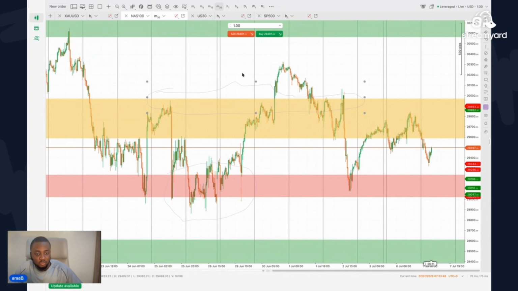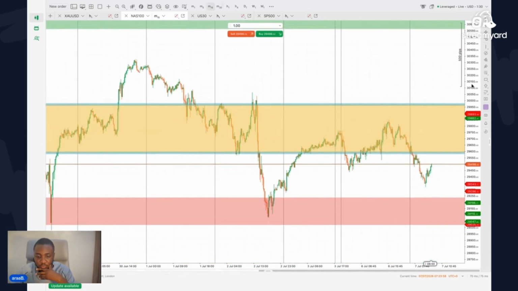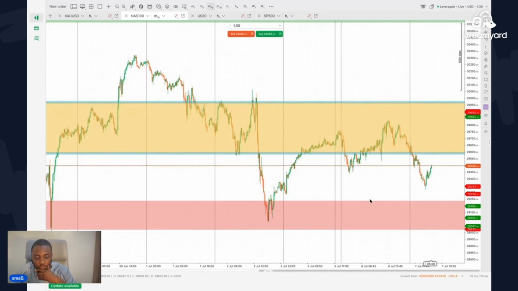So let me come to the 15 minutes time frame where I will enter from, because right now I'm not even sure of what I'm going to do today, but I think I'm going to sell. I'm going to sell because I expect buyers to buy this market back to this zone.